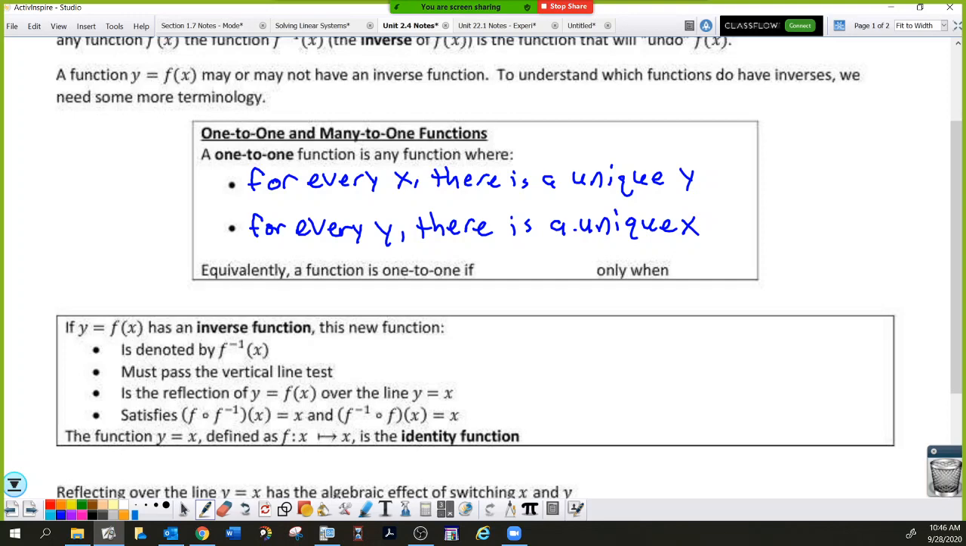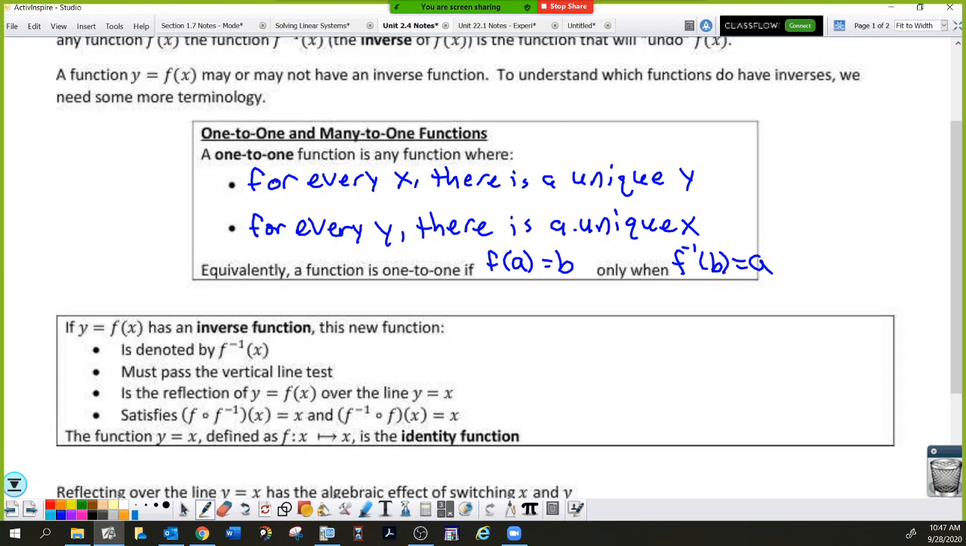So a function is one-to-one if and only if. Oh, it doesn't say that. A function is one-to-one if, and then it says only when. A function is one-to-one if f of a equals b only when f inverse of b equals a every single time.